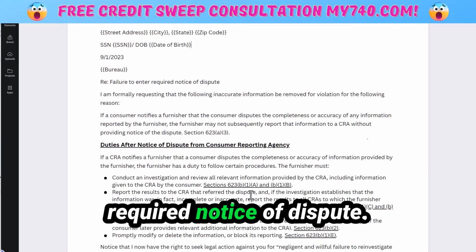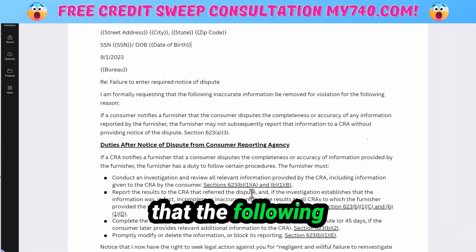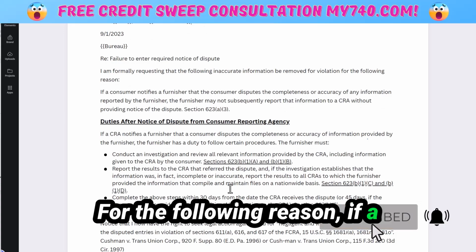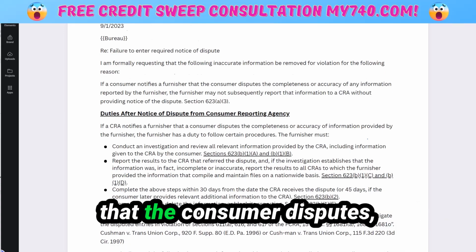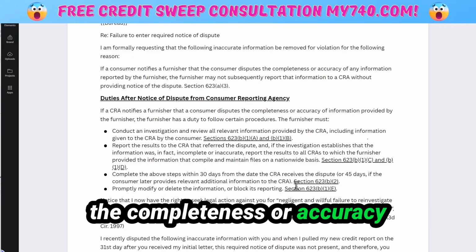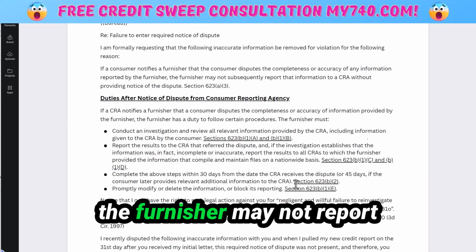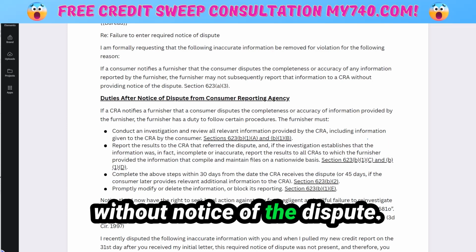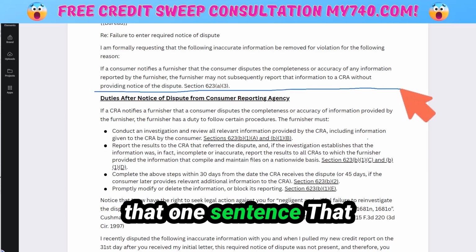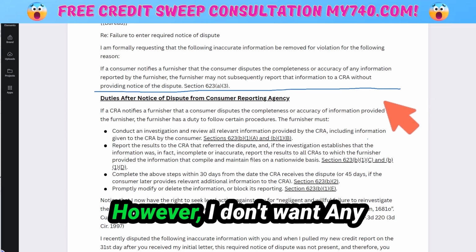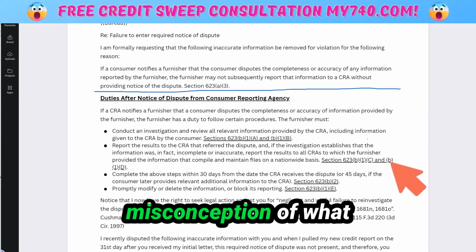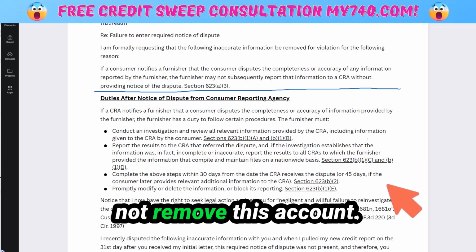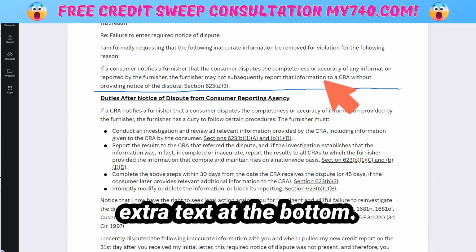Failure to enter required notice of dispute. I'm formally requesting that the following inaccurate information be removed for violation for the following reason. If a consumer notifies a furnisher that the consumer disputes the completeness or accuracy of any information reported, the furnisher may not report that information to a CRA without notice of the dispute. I could have left that at that one sentence. That would have been enough. However, I don't want any misconception of what they're violating and what's going to happen if they do not remove this account. That is why I added this extra text at the bottom.